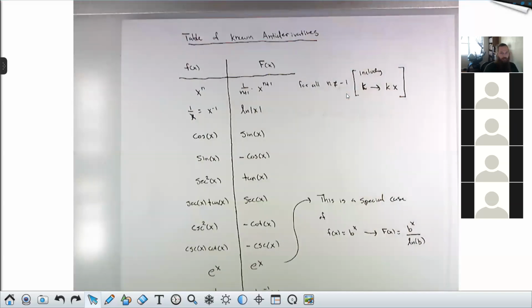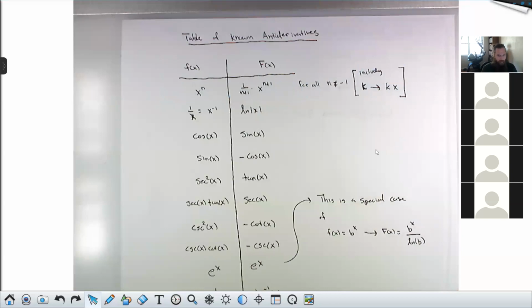I wouldn't normally think of this as a separate thing, but I think sometimes folks don't realize that that is actually included in this case. So it's worth saying. The antiderivative of a constant is that constant times x, right? Because the derivative of kx is just k.